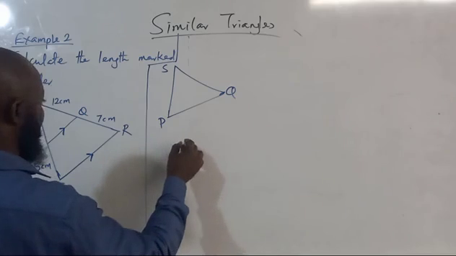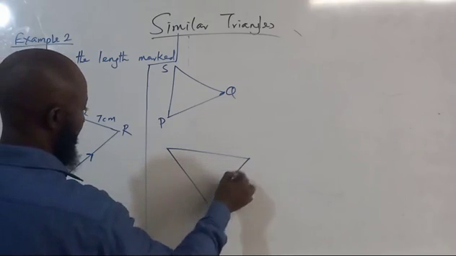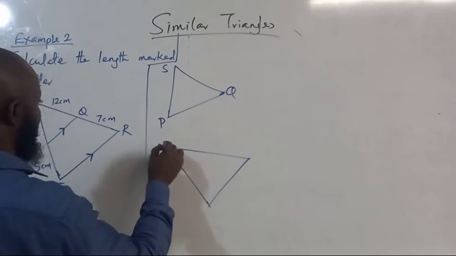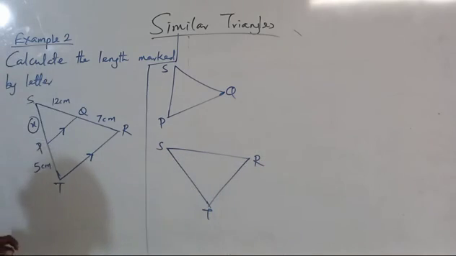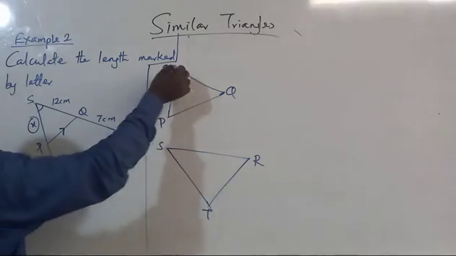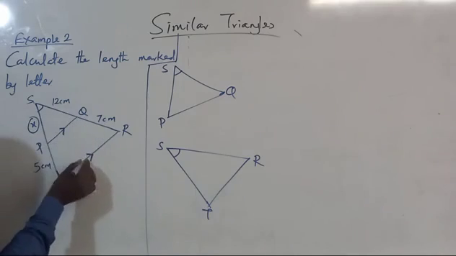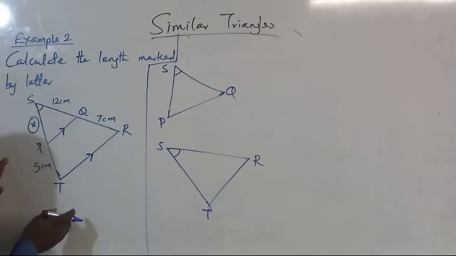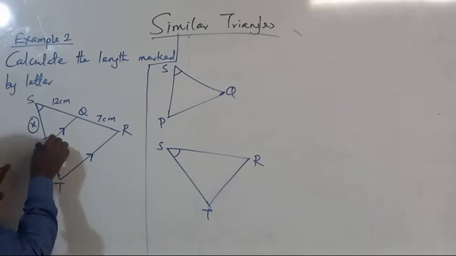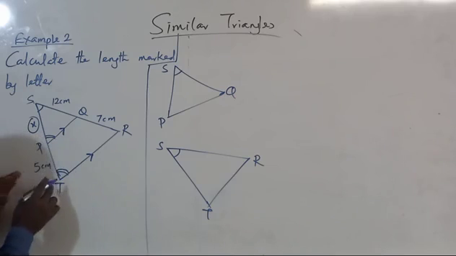Labeling is the most important aspect. That's S, T, and what? R. Now, this angle here is S, which is also here. They are the same. This S here is the same as this S. Now, if you look at this, these two lines are parallel. When you have two parallel lines and a transversal crossing them, this angle here corresponds to this angle. This angle corresponds to this angle.